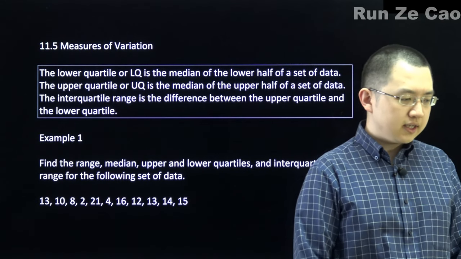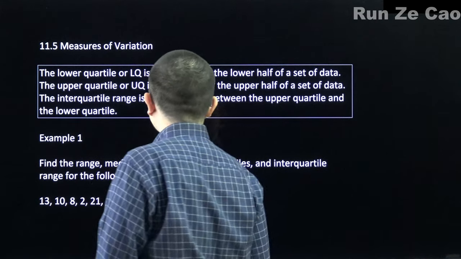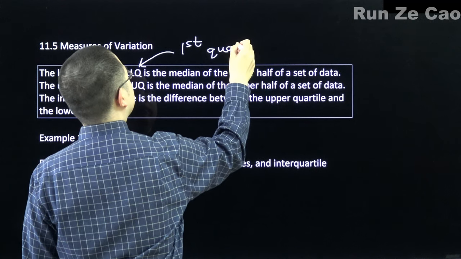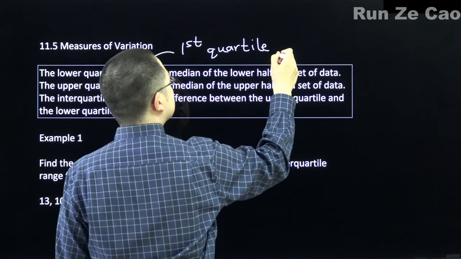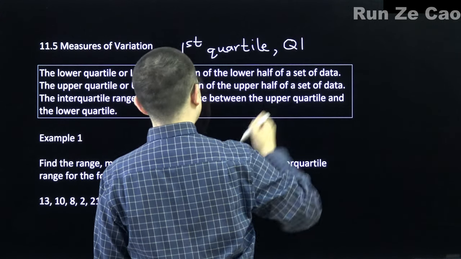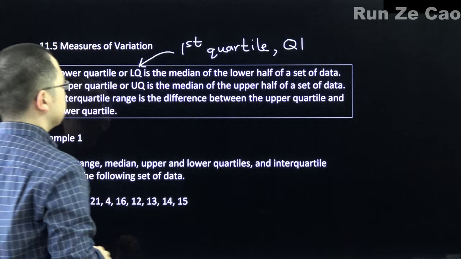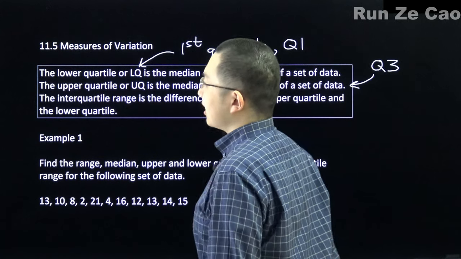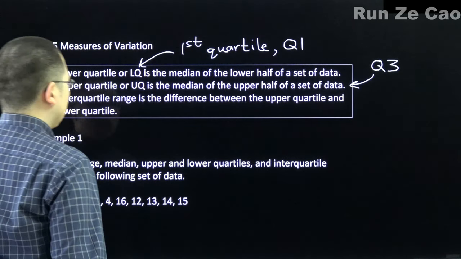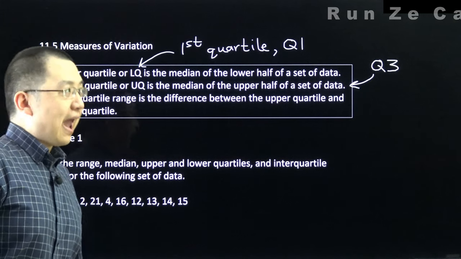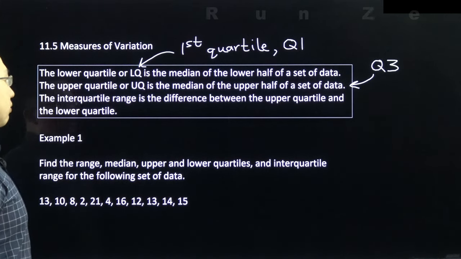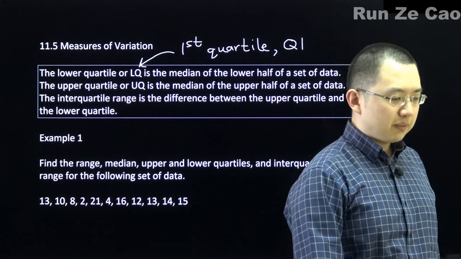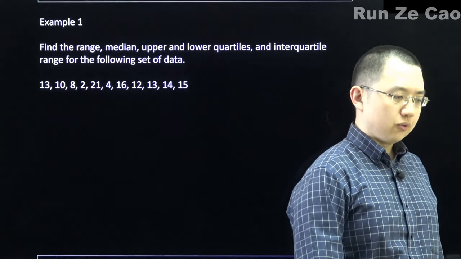Now, for measures of variation, the lower quartile is also known as the first quartile, or Q1. And upper quartile is also known as Q3. The median is Q2. Q1 is the median of the lower half of a set of data, and Q3 is the median of the upper half of a set of data. The interquartile range is the difference between Q3 and Q1, so Q3 minus Q1.